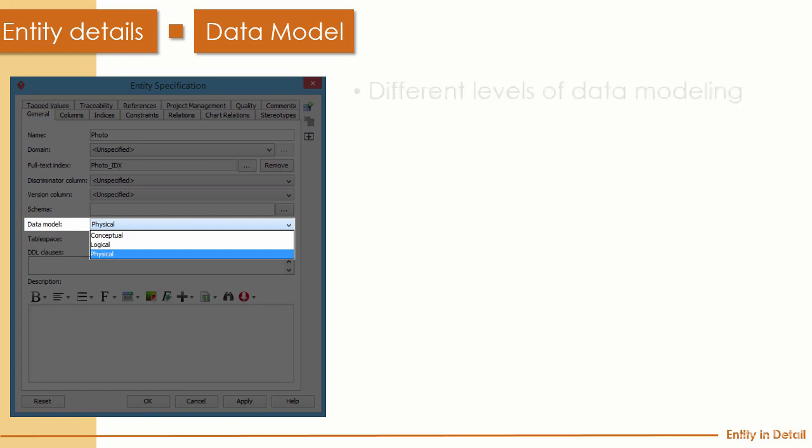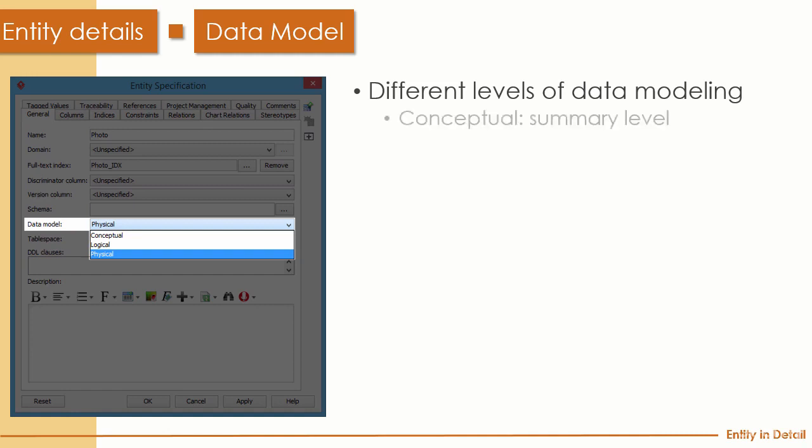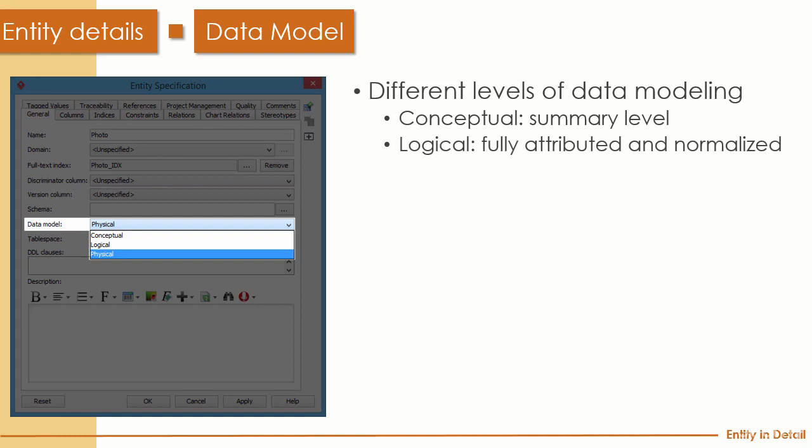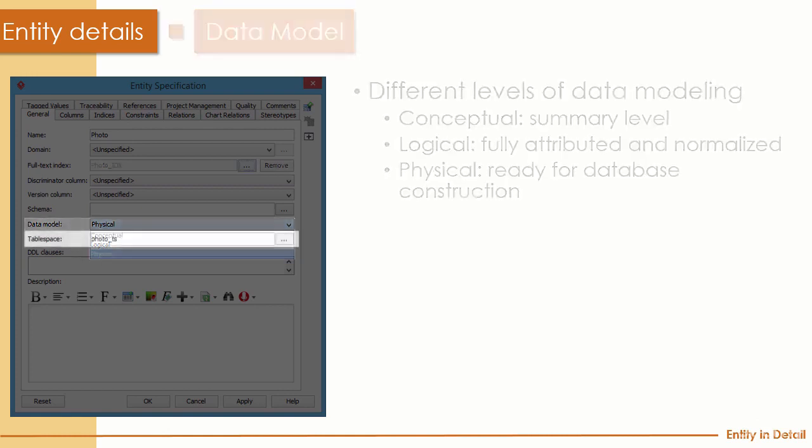The data model. We talk about a conceptual model, logical model, and physical model. In one diagram, you can specify it as a logical or conceptual. If you want, you can specify different entities in the same diagram for different logical models. You can specify it as a conceptual, which is a summary level. A logical is fully attributed and normalized. And the physical is ready to generate a database.